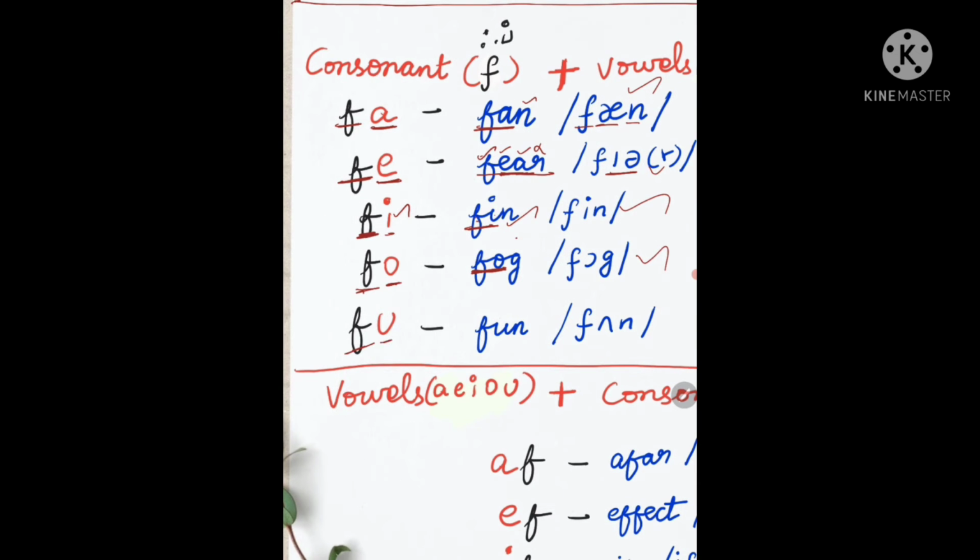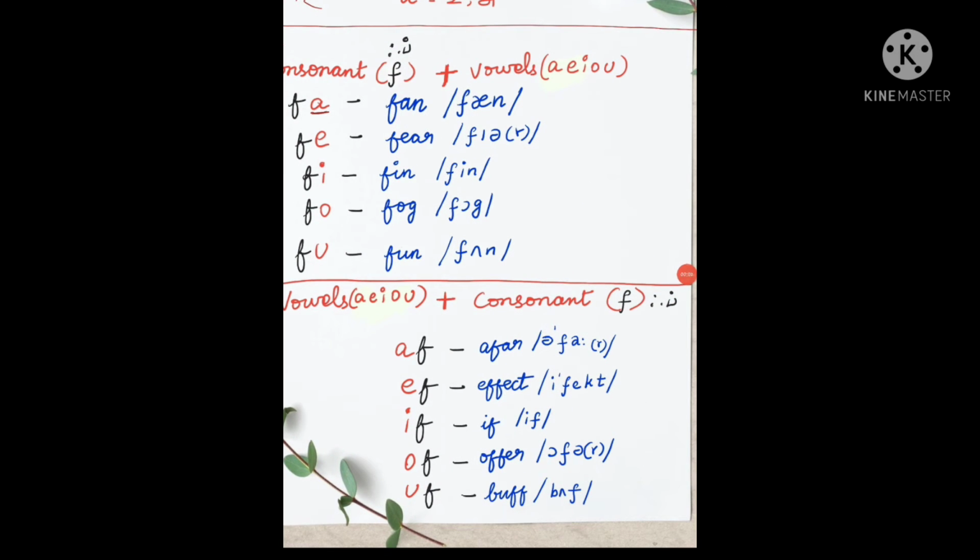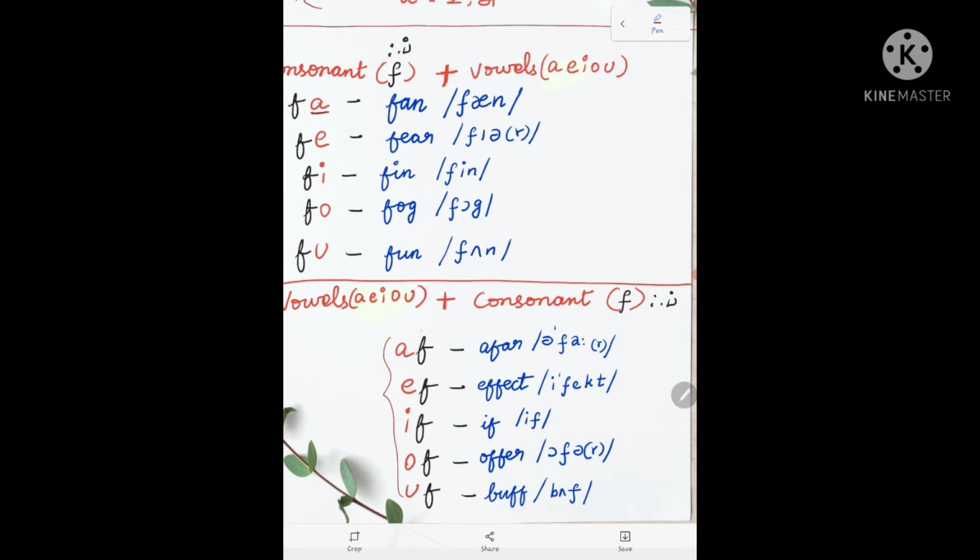If u or a, if a f, f, if a f n, as in fun. That's it. Now let us move on to this session. Vowel sounds first and then you have the if consonant sound at the second place.